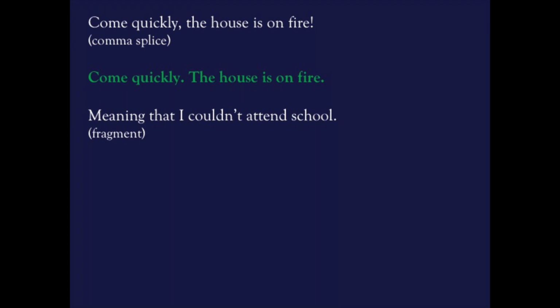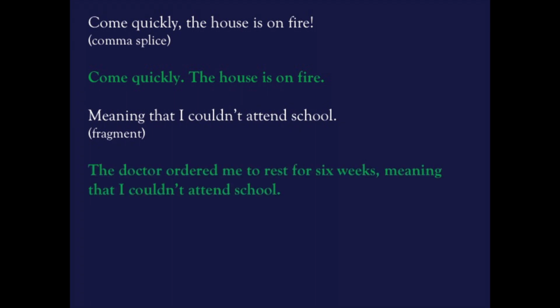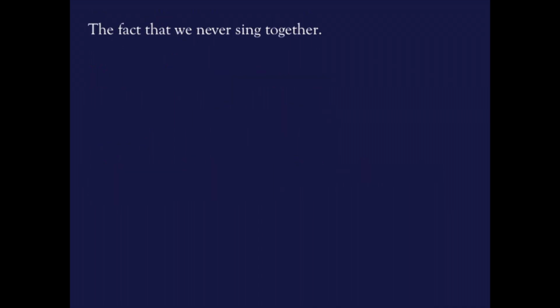But if you use it, you're using it to go into more detail about something you've just said. So you need something like, the doctor ordered me to rest for 6 weeks, comma, meaning that I couldn't attend school. Here we have the fact that we never sing together. So we have sing as a verb, or we could say never sing is our verb phrase. And then we have we for our subject. So we never sing together, that could be complete.